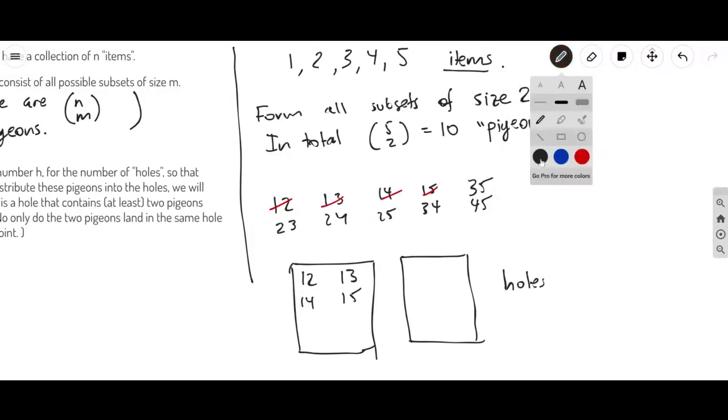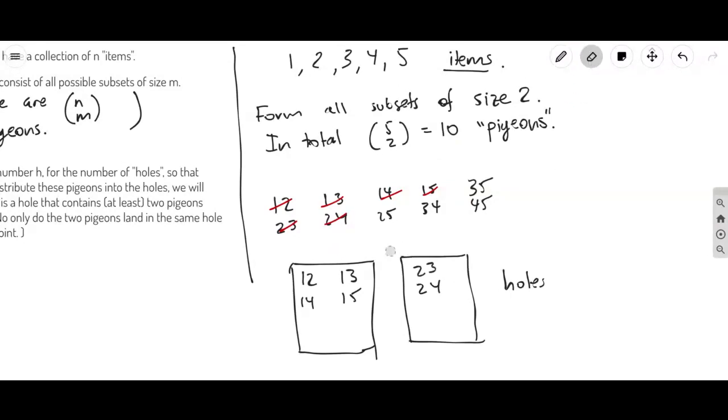Then we have to use 2, 3. Now the problem with putting 2, 3 into this hole is that it is disjoint from 1, 4. So we have to put it into the other hole. So let's put 2, 3 there. And then we can put 2, 4, and we can also put 2, 5, like this.